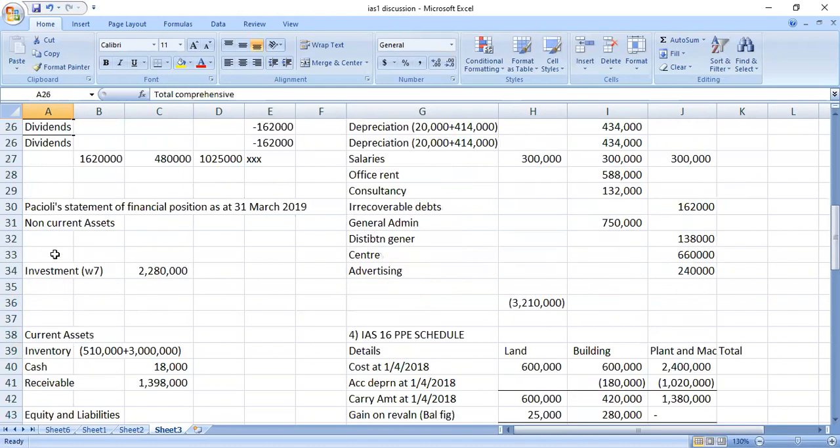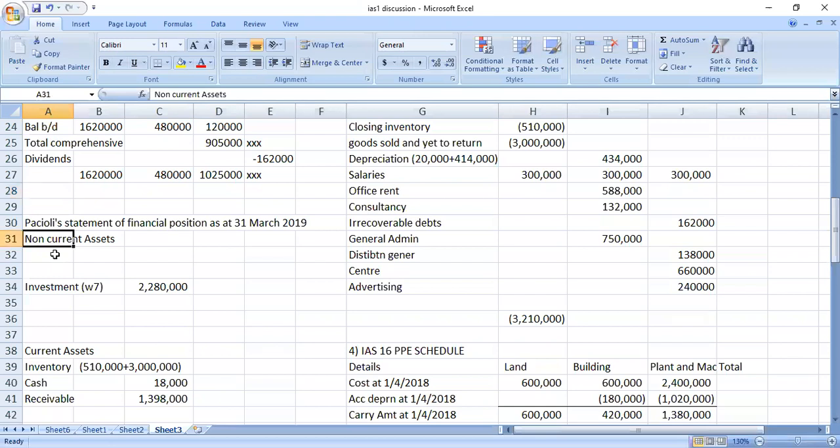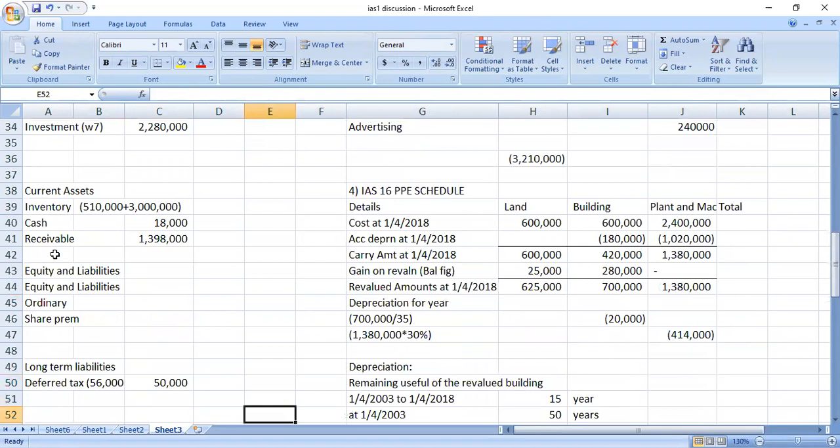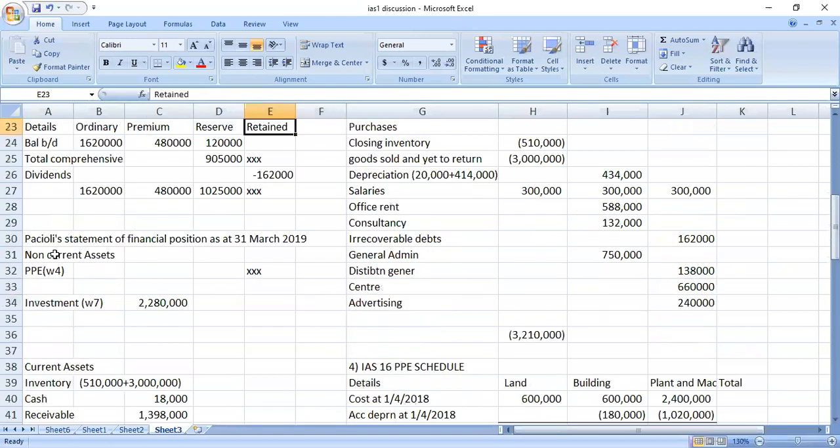Then after your assets, non-current assets, we still have a PPE schedule. So you say PPE, working for the total figure, you bring it here for purposes of time. Then you add together all these to get total assets. And that is it. Then you add equity with the liabilities to get total equity and liabilities. The figure should balance. If you followed the liquidity order, it's going to balance.